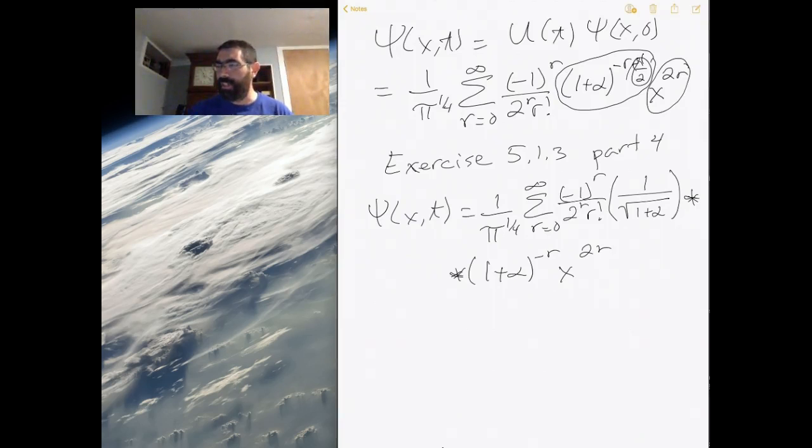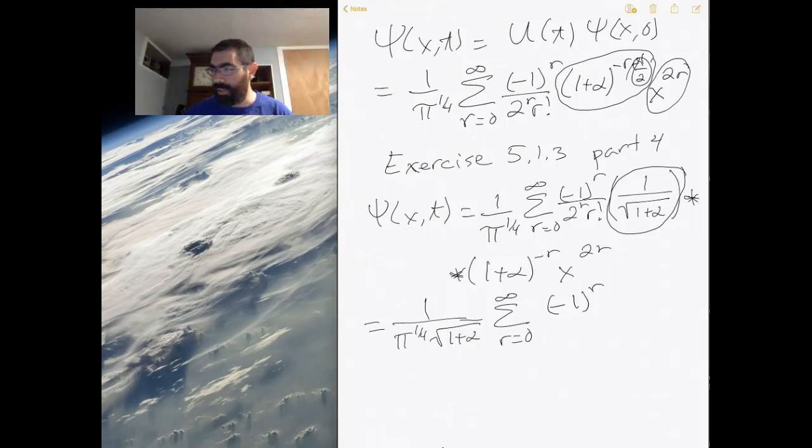Okay, since there isn't any r in this 1 over the square root of 1 plus alpha, I can pull it up front. So I'm left with 1 over pi to the 4th times the square root of 1 plus alpha times the sum of r going from 0 to infinity of minus 1 to the power of r x to the 2r divided by 2r r factorial, 1 plus alpha to the power r.